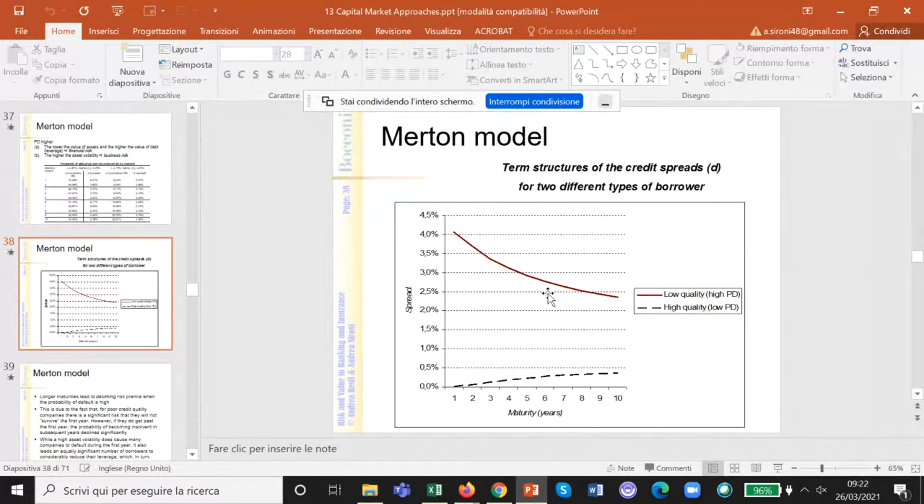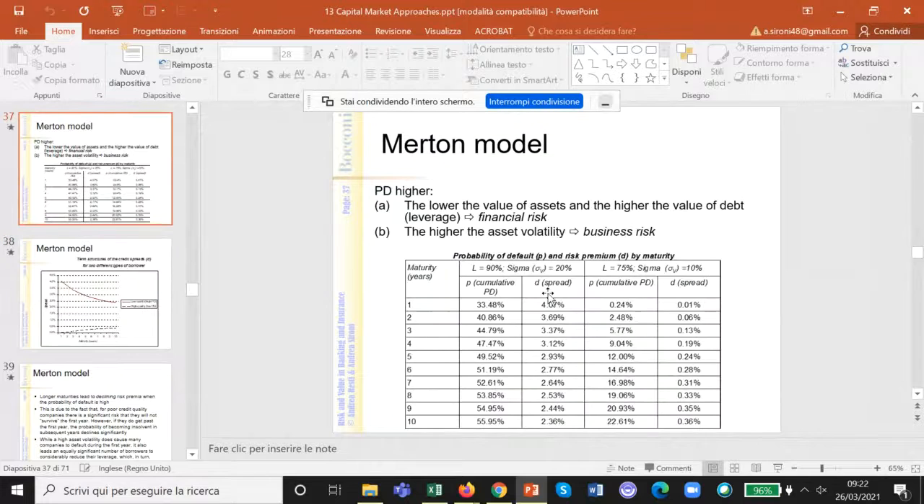Now, one interesting thing that you see from this computation: if I report these values on a chart, the ones on the left are the values for a very risky company, with high leverage, high asset volatility, high financial risk, high business risk. So this is the evolution of the spread over time for a risky company, and this is the evolution over time of the spread for a low-risk company.